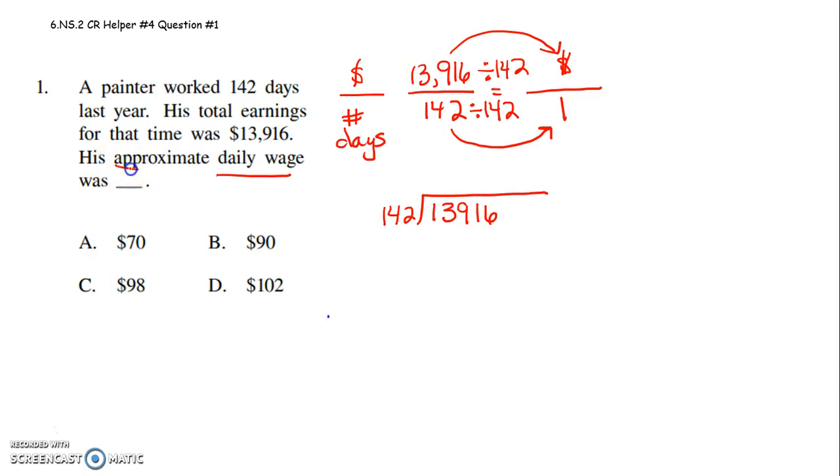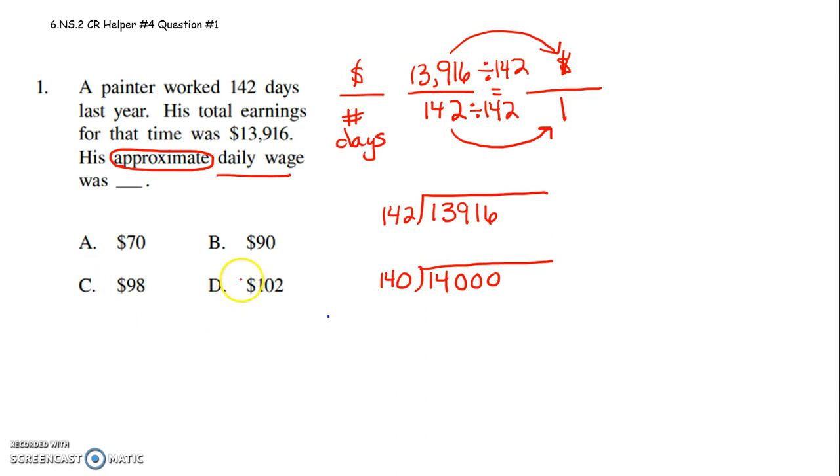Now it says approximate. I don't know that yours on your CR does, but this says approximately. So I'm actually going to do a little rounding. I'm going to make my life easier. I'm going to say 140 days into, instead of 13,916, I'm going to make it 14,000 and hope I get pretty close. So if I wanted to see 140 goes into 14,000, that's 1, 2, 3 zeros. I bet it's going to be times 100.